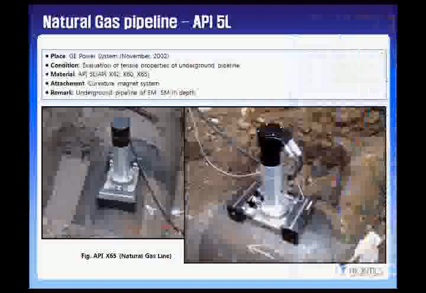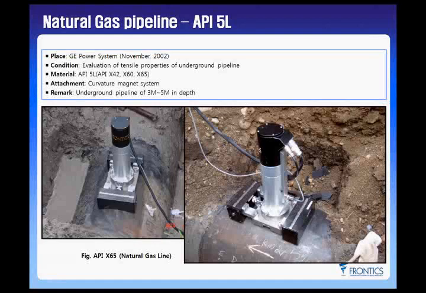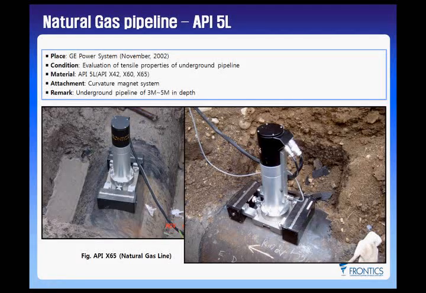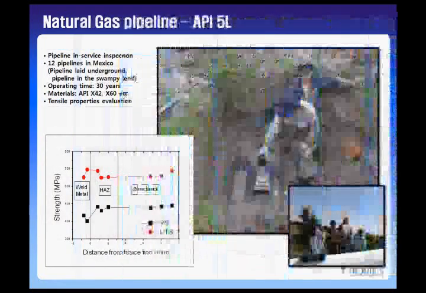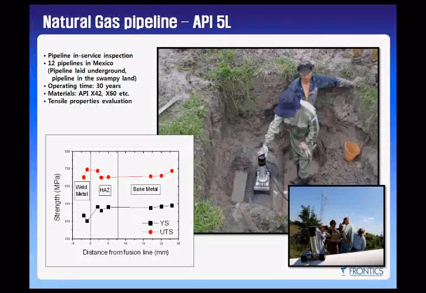You can also see the results from testing a natural gas line with GEPII in Mexico in 2002. The material for the test was 3 to 5 meters under the ground. The lines were mostly 30 years old. Welding joints, which are the most vulnerable parts of a pipeline, were evaluated for their yield and tensile strengths.